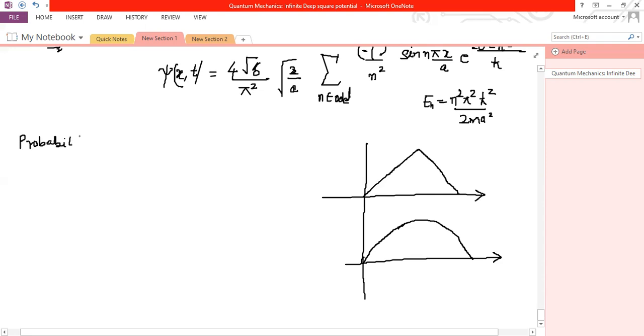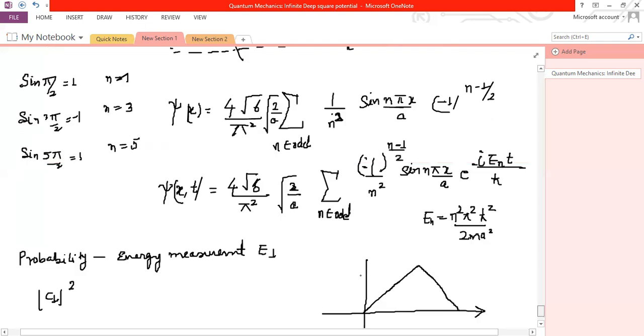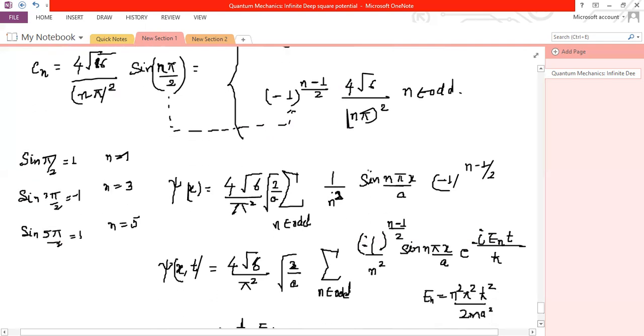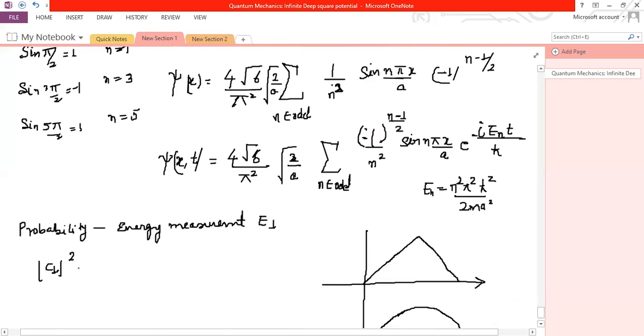or the probability that an energy measurement yields the value E1. It would be equal to C1 mod whole square. And what is C1 mod whole square? So what would be C1? Cn I have already found. So I place 1 here. It is 4 root 6 divided by pi square, whole square. So C1 square would be 4 root 6 divided by pi square, whole square.